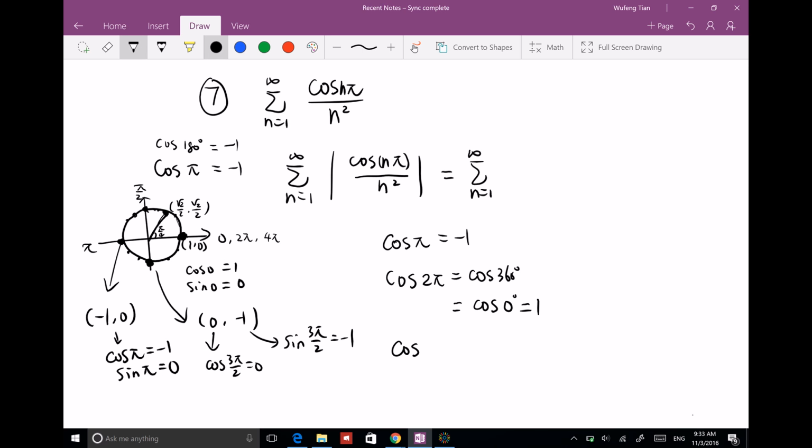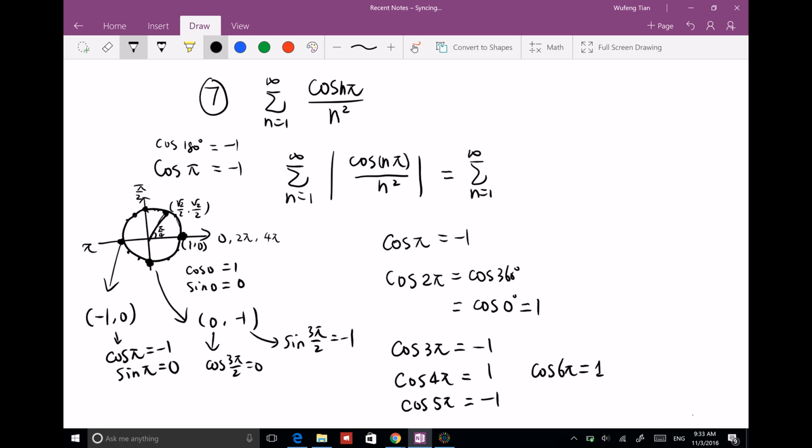Okay, a question again. What is cosine 3 pi? Negative 1. Very good. What is cosine 4 pi? 1. Okay, cosine 5 pi? Negative 1. Okay, what is cosine 6 pi? 1. Very good. Okay, so now I got it: 1, negative 1, 1, negative 1, alternating.